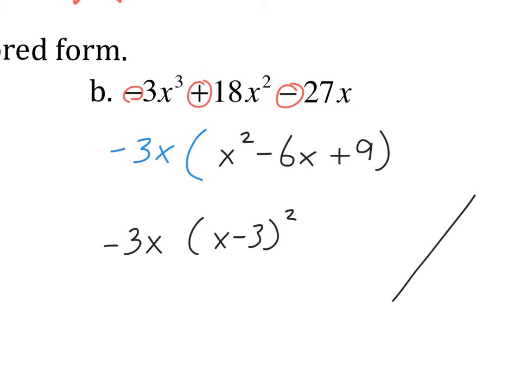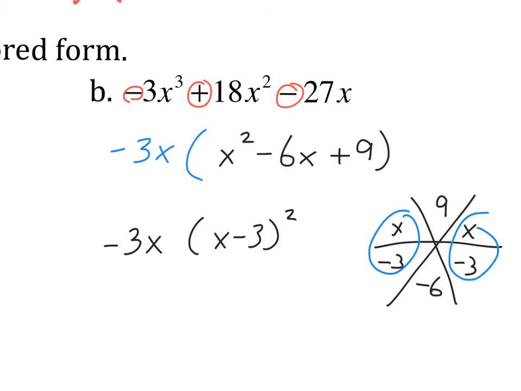But just to show you by Snowflake, I put positive 9 on the top, negative 6 down below, x is on the wings. Negative 3 times negative 3 is positive 9, and negative 3 plus negative 3 is negative 6. And so here are my factors. Notice I wrote it as a square right here because of the repeating there.